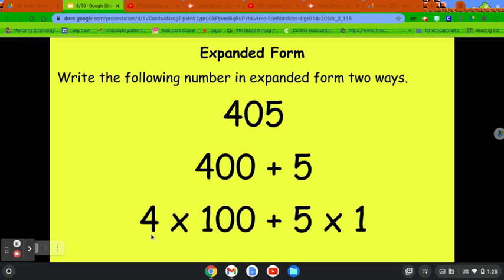If we want to write it the fourth grade way, the 4 is in the hundreds place, so that's 4 groups of 100 or 4 times 100, plus the 5 is in the ones place, 5 groups of 1 or 5 times 1. I'll sit quietly, let you make any corrections that you need to make.